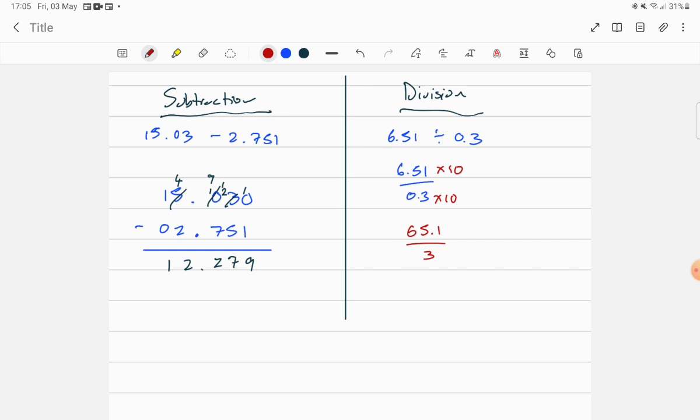So we have to multiply by the same number, right? And so it doesn't change the sum, and thereafter we're able to work this out to be 21.7. Cool. So that is subtraction, division, multiplication, and addition of decimals, and I will see you in the next lesson where we will have a look at percentages.